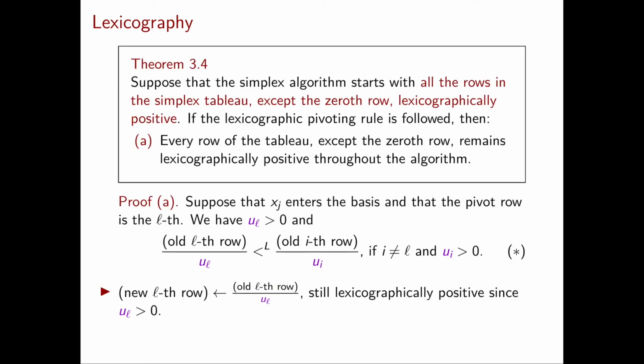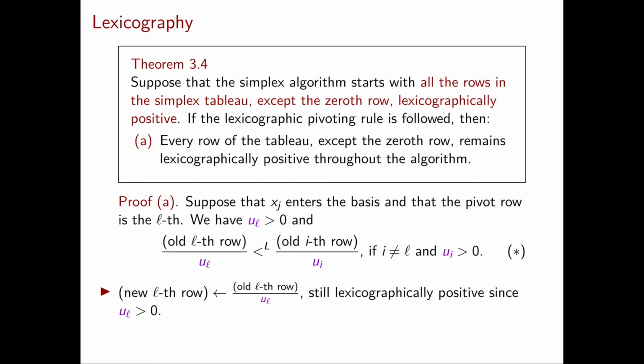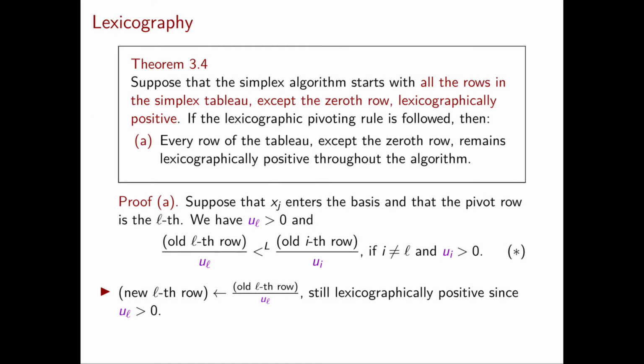Let's now see a sketch of the proof of theorem 3.4. I will leave you as an exercise to write down a complete proof of this theorem. First, let's prove A. We want to show that every row of the tableau, except for the 0th row, remains lexicographically positive throughout the algorithm. As always, we denote by xj the variable that enters the basis, and the lth row is the pivot row.